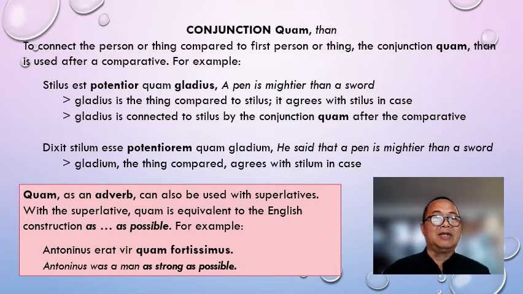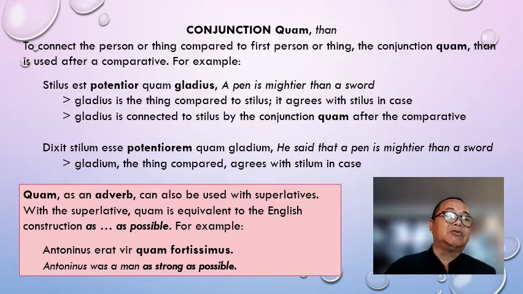So take note, gladius is the thing being compared to stilus, and it agrees with stilus in case. Stilus is nominative, gladius should be nominative. Gladius is connected to stilus by the conjunction quam after the comparative form of the adjective. So, if you take a look at potentior, potentior is the comparative of potens.